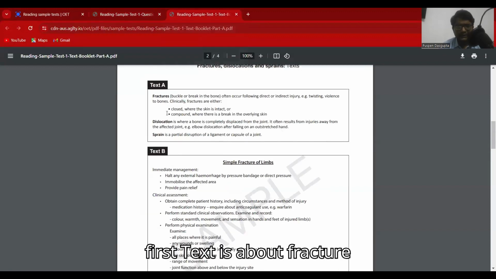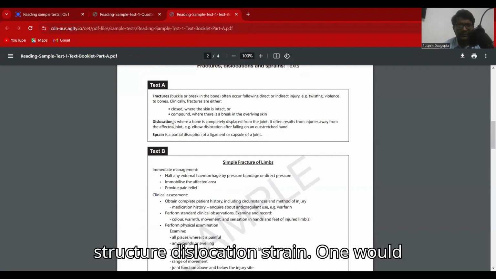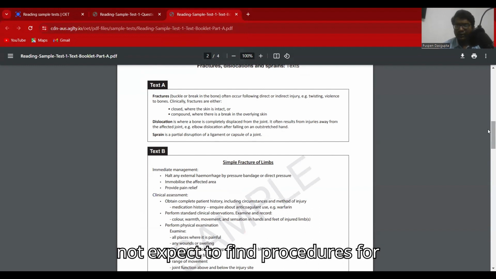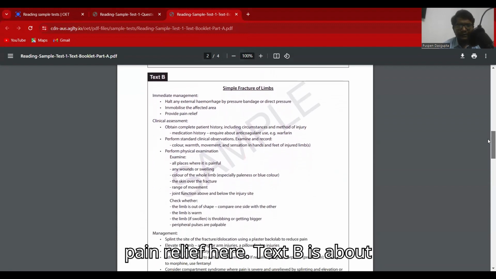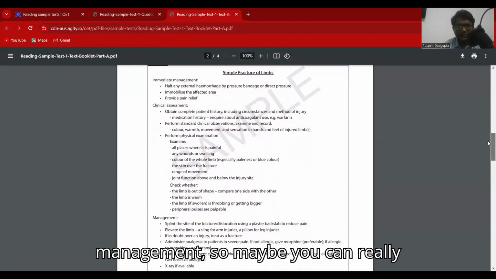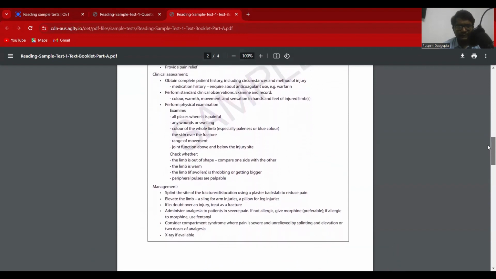The first text is about fracture, dislocation, sprain. So basically it defines fracture, dislocation, sprain. One would not expect to find procedures for pain relief here. Text B is about management. So maybe pain relief, provide pain relief, but the procedure is not described here.